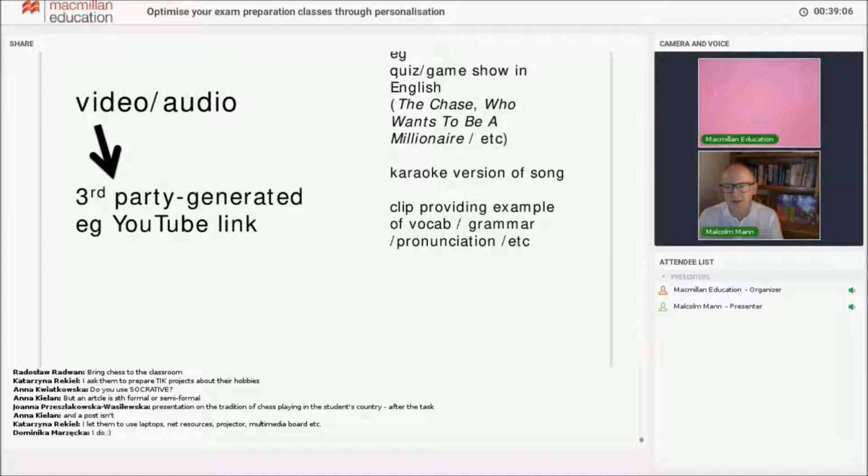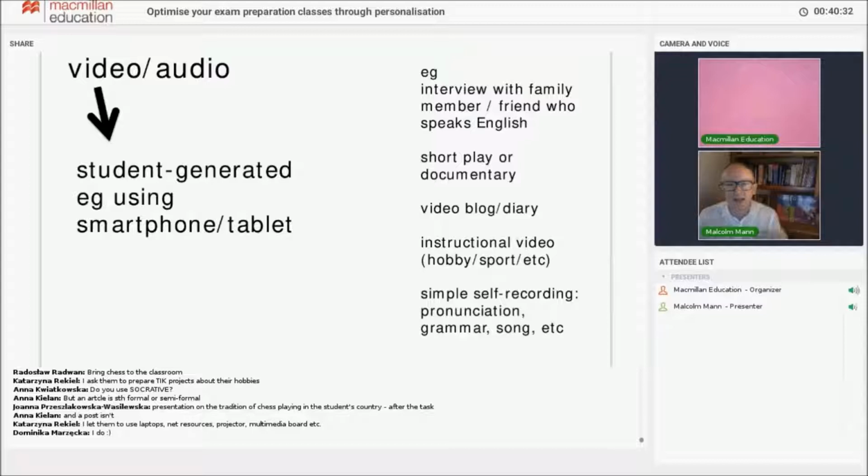In terms of the third-party generated content, just a few ideas. A game show in English, The Chase, Who Wants to Be a Millionaire? There are loads of game shows in English, great for vocabulary. A karaoke version of a song, there's tons of karaoke songs on YouTube. Or even a clip providing an example of the vocabulary that you've done in class, or the grammar, or a key pronunciation point. But more interestingly, as I said, student-generated video.